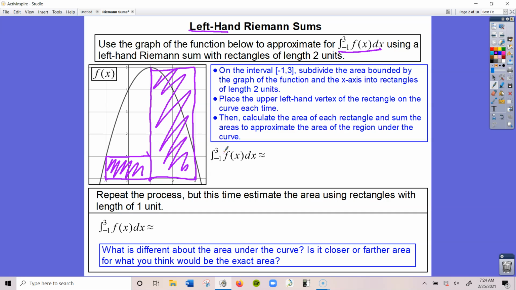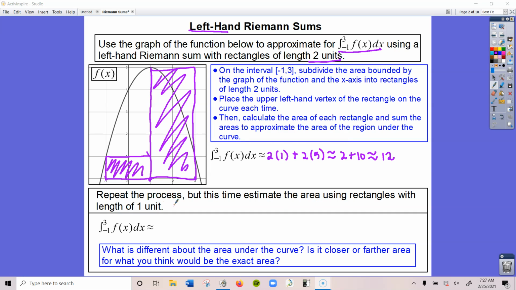So if you want to estimate this, we would find the area of each rectangle. This rectangle here has a base of 2 and the height of 1. Plus this rectangle, which also has a base of 2, because they're all going to have a base of 2 since we are dividing these rectangles with a length of 2 units. And then the height is 5. So now we would add 2 plus 10. This gives me an estimate of 12. So that would be the area, or the estimate of the area for this function.